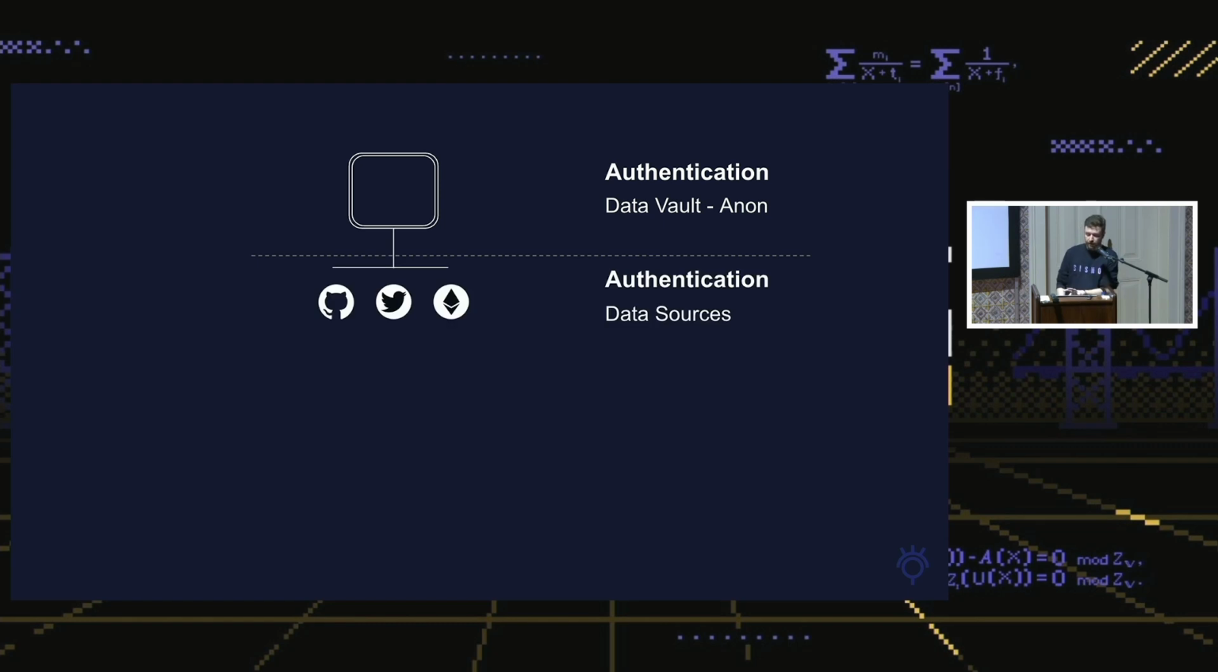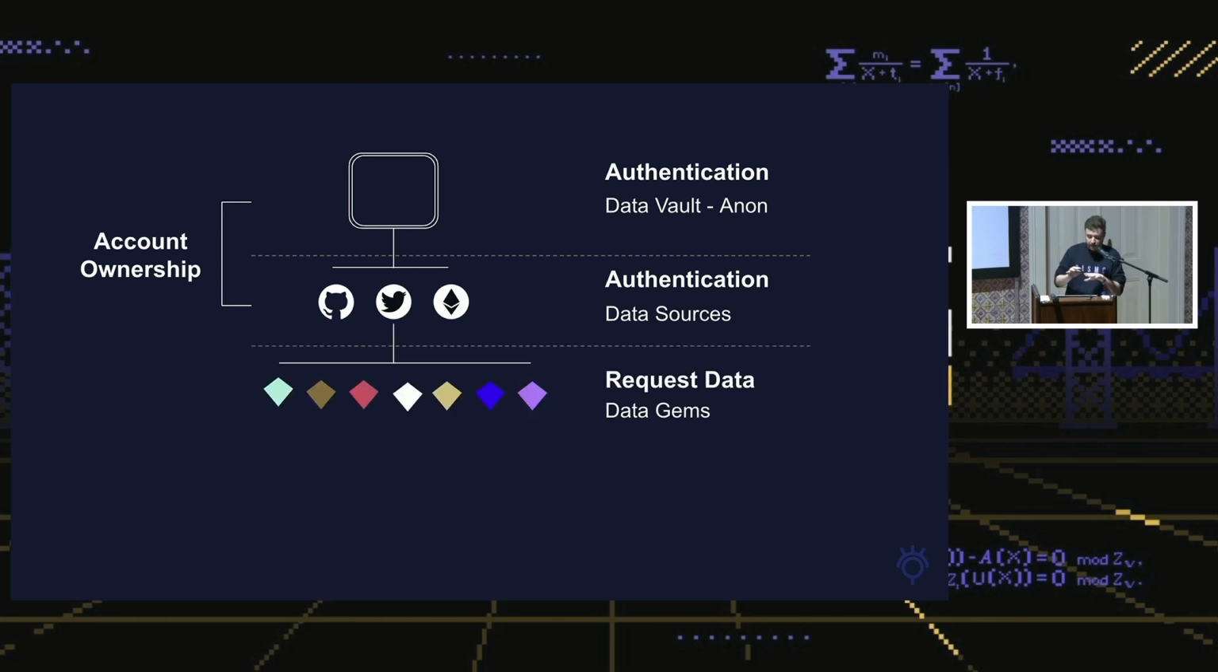So if we take the different layers of the Sismo data vault, you have the authentication part. If you don't have any data sources imported, so GitHub, Twitter, or an Ethereum address, when you create your Sismo data vault, you have a secret inside, and you can authenticate as an anon with this secret. So it's what we call authentication type anon. When you have imported different data sources, you can also authenticate yourself with these data sources directly. So this is what we call account ownership.